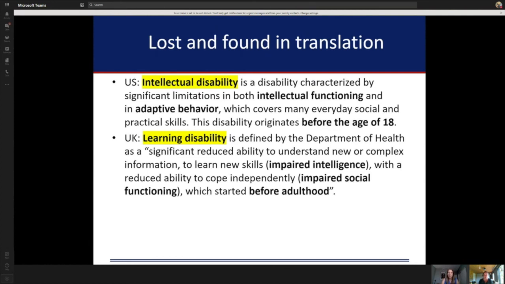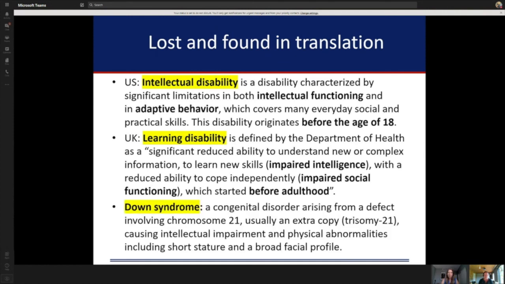Then for the people who are not familiar with Down syndrome specifically, that is a genetic disorder. It is the most common genetic cause of intellectual disability, with about 15% of all individuals with an intellectual disability having Down syndrome. It causes intellectual impairment and some physical abnormalities. And because of those physical characteristics, I will be talking about Down syndrome specifically in parts of this presentation.